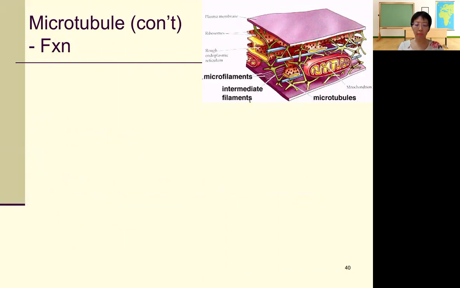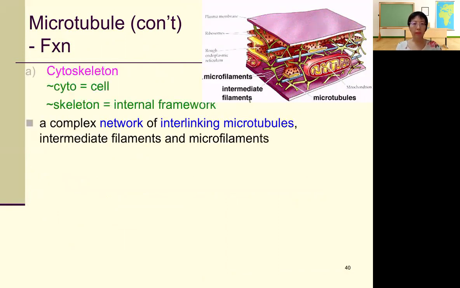So let's look at the functions one by one. First one, it is a cytoskeleton. Cyto stands for cell. Skeleton stands for framework. Framework means something that supports the body. For example, we have a skeleton to provide support to our body. So the cell also has that internal skeleton, internal framework, and the internal framework is made up of microtubule. We call the internal framework the cytoskeleton.